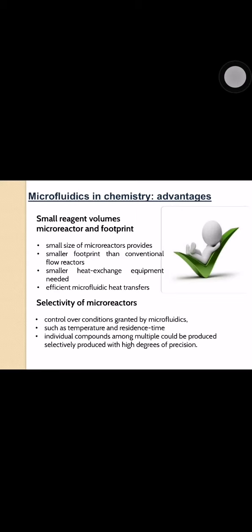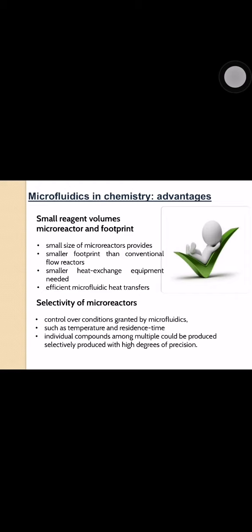The next topic is some advantages of microfluidics in chemistry. The first advantage: small reagent volume, microreactors, and footprint. The small size of microreactors provides the very practical advantage of having a smaller footprint than conventional flow reactors, and smaller yet than microscale reactors, due in part to the smaller heat exchange equipment needed from the more efficient microfluidic heat transfer.